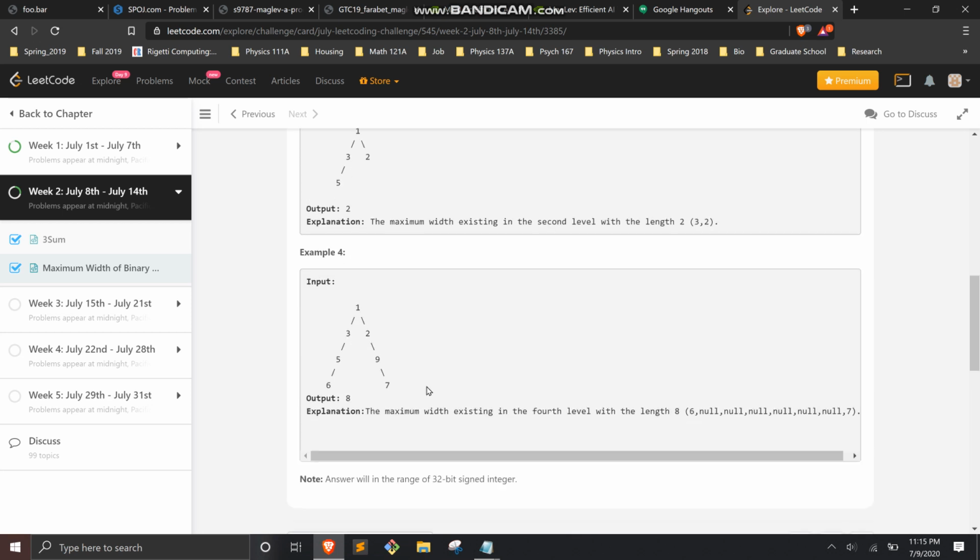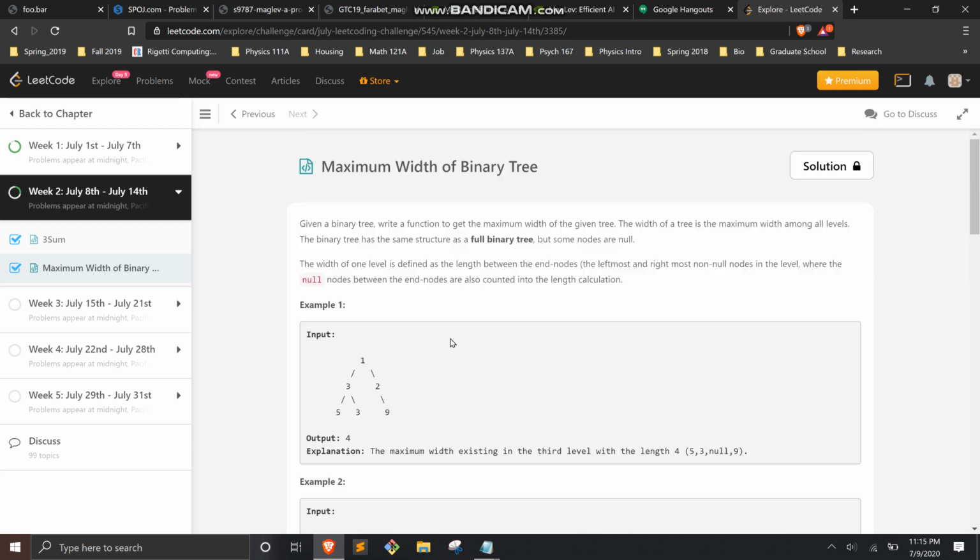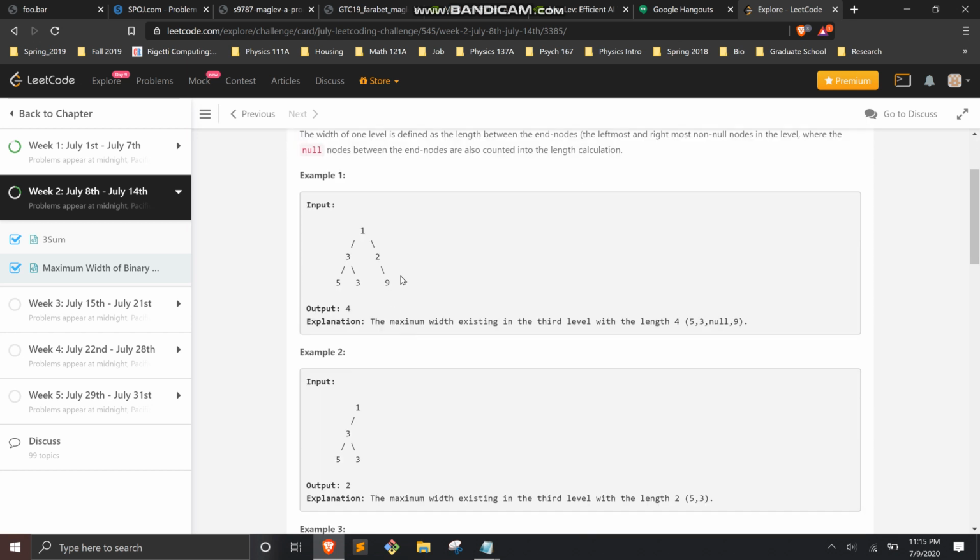And yeah, so these are the examples. So this one's 8. And this one you have the null nodes in between. So the solution, the idea was to take each of these rows.